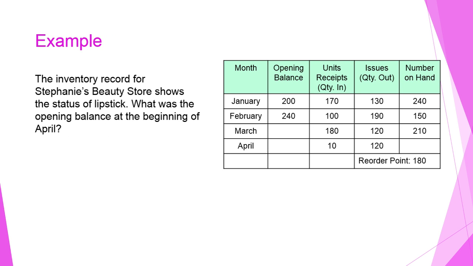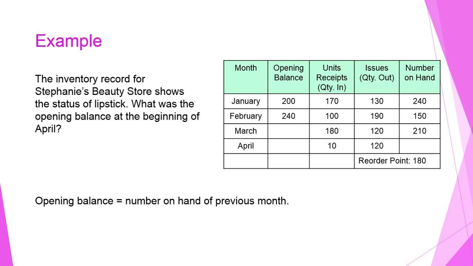So here's an example. We're going to start off with a very basic one. We have the inventory record for Stephanie's beauty store shows the status of lipstick. What was the opening balance at the beginning of April?